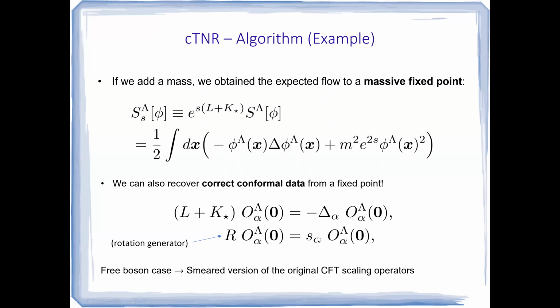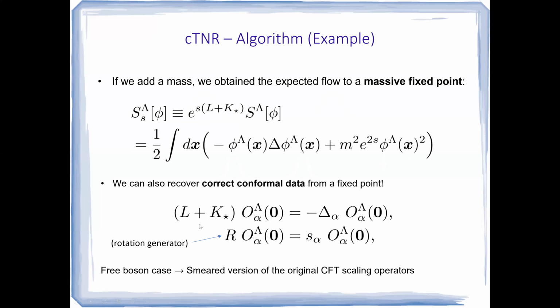So the scaling dimensions and conformal spins, which are conformal data, are the eigenvalues associated to common eigenvectors of the scaling operator and the rotation generator. These are recovered exactly from our construction, but of course the eigenvectors change. The eigenvectors are no longer the well-known original CFT scaling operators, derivatives of phi and all that, but they are a smeared version of those. They are a quasi-local version of those because, of course, our implementation of the scale transformations is now quasi-local. It's no longer local.